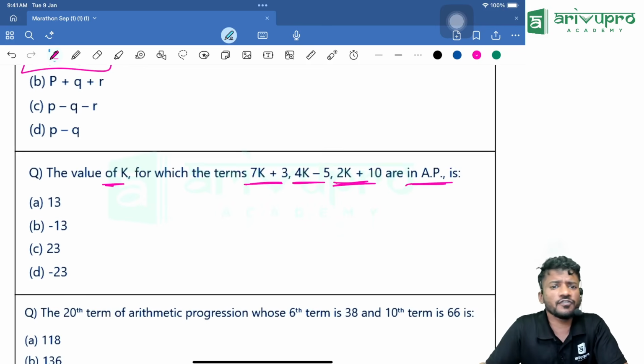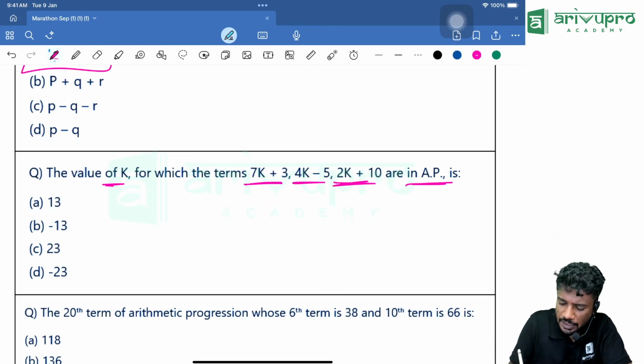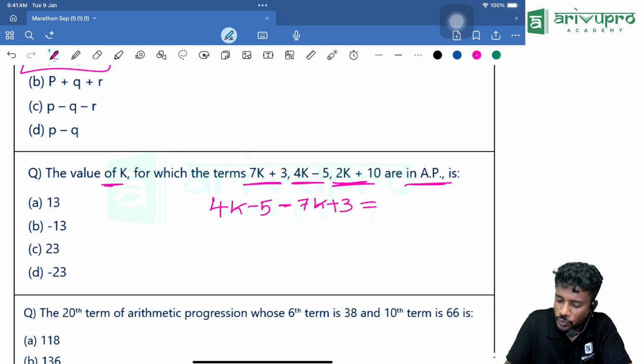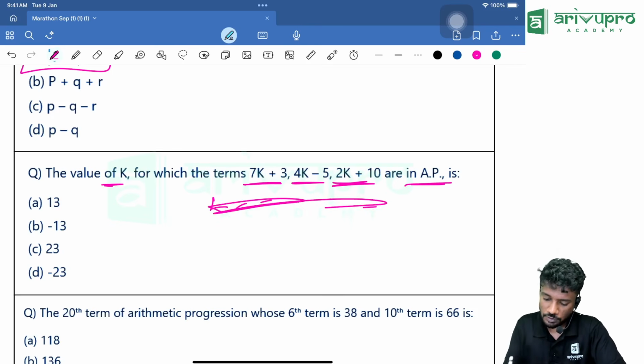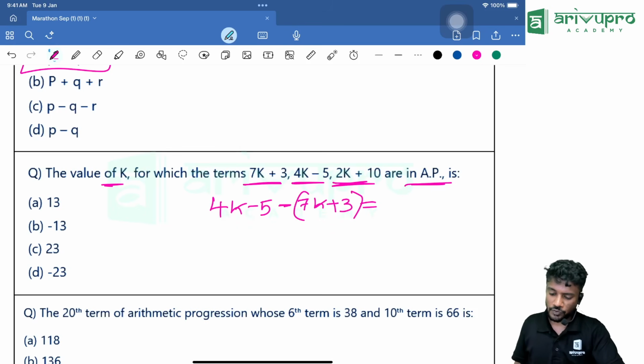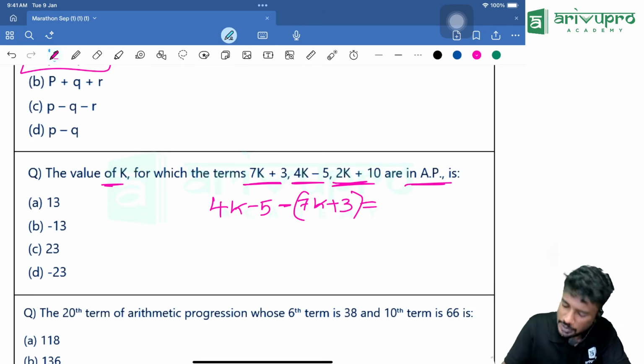Put the value. How to do this? We need to find the value of k. How to find the value of k? We can put the options, that is possible, or we can say that if terms are in AP, their common difference is the same. So can I say that 4k minus 5 minus (7k plus 3) is equal to what? 7k plus 3, last term minus first. Yes, now it's correct, right?